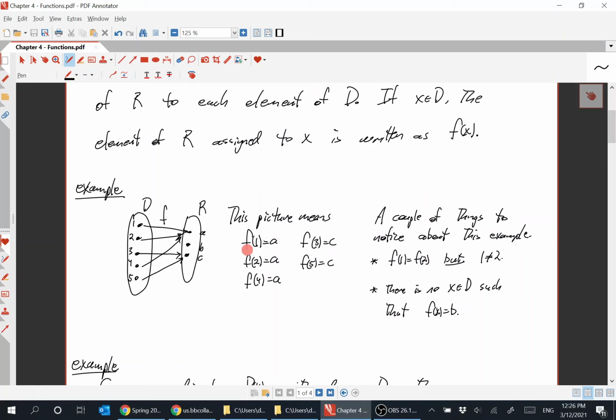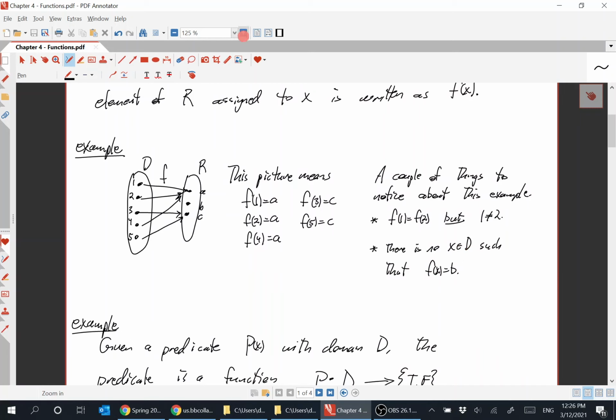So what this picture means is that the function at 1 goes to A, the function at 2 goes to A, the function at 4 goes to A, at 3 goes to C, and 5 goes to C. Couple things to notice: f of 1 is equal to f of 2, but 1 is not equal to 2. And there is no x in the domain such that f of x is equal to b.